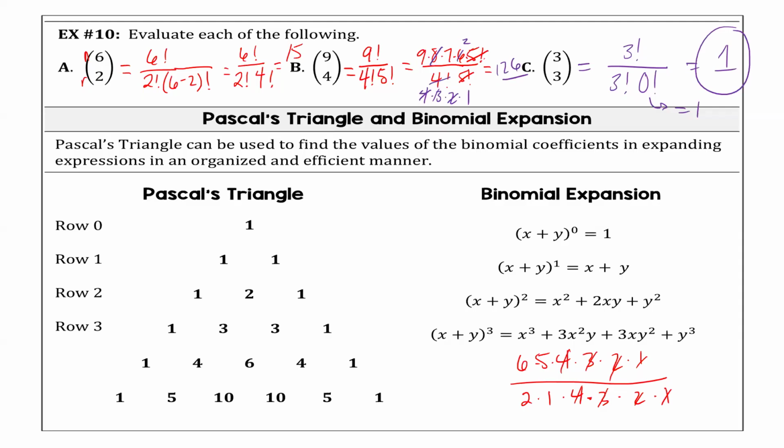Wait, how do you get 0? 3 minus 3. The formula is your n minus your r. Right?